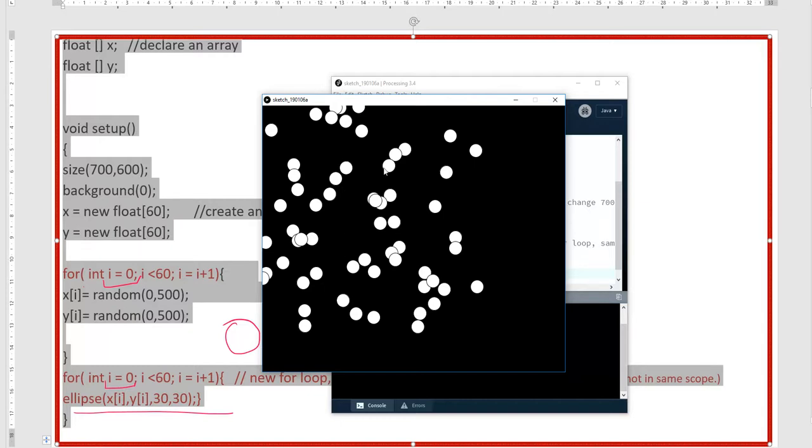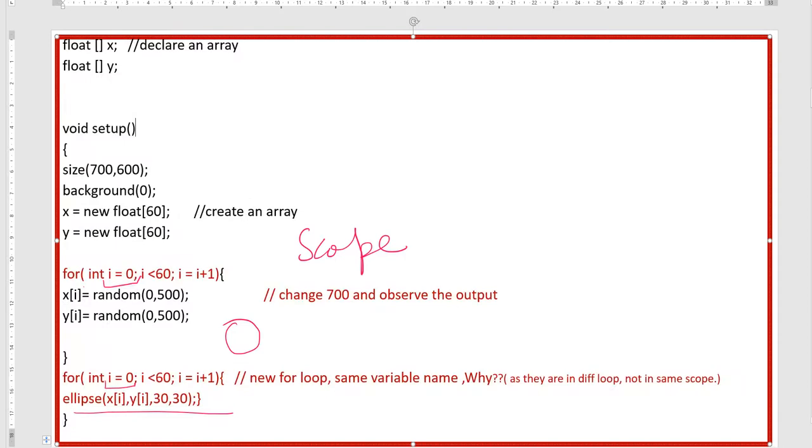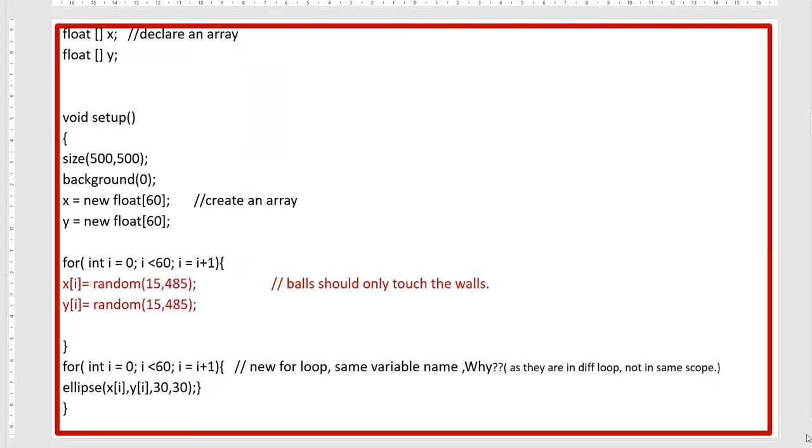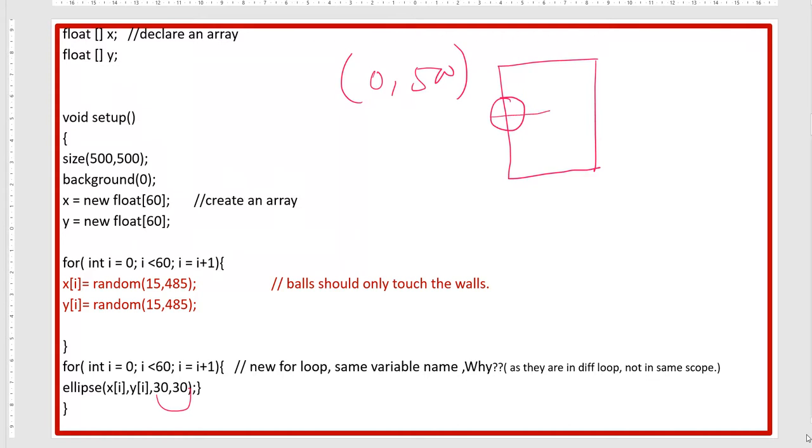We have discussed this concept before, but I am going to tell you one more time. Another thing is that we have to make all these balls move, and when they touch the wall they should bounce back. So I will show you the reason now. See here, the ball should only touch the walls. Before, it was random 0 to 500 and the diameter of our ball is 30, right? And suppose this is the ellipse. So the ball will go inside the wall because the diameter is 30 and then come back. What we need is that they just touch it, right?